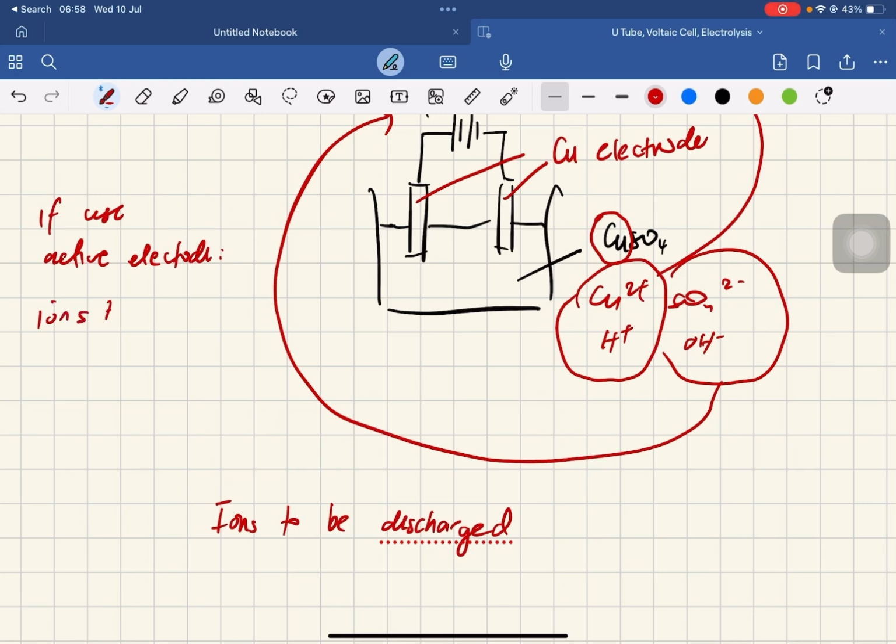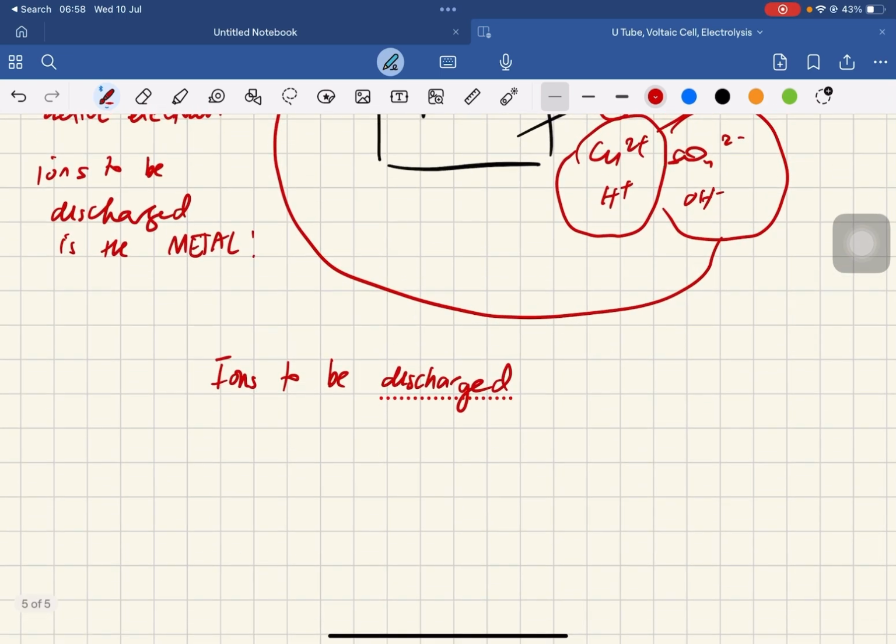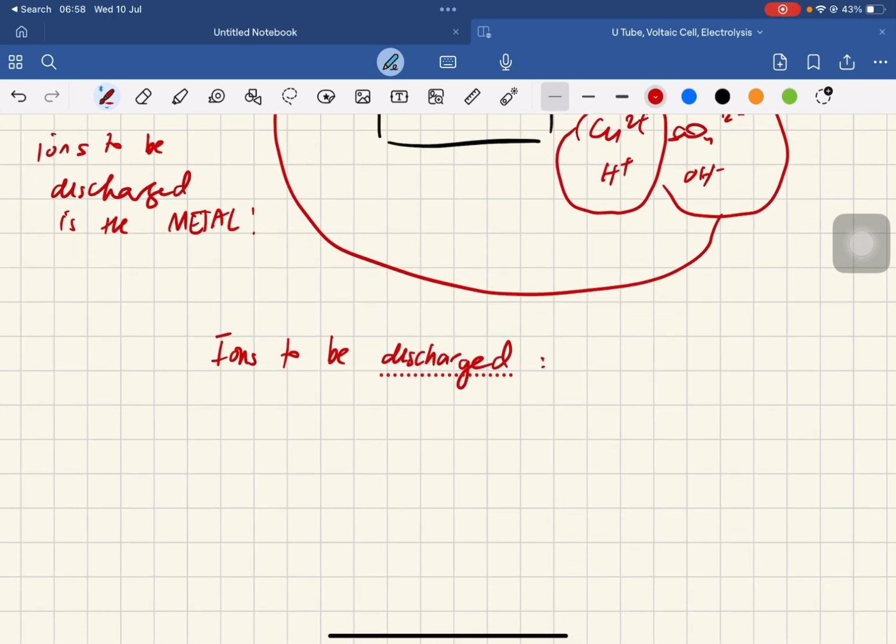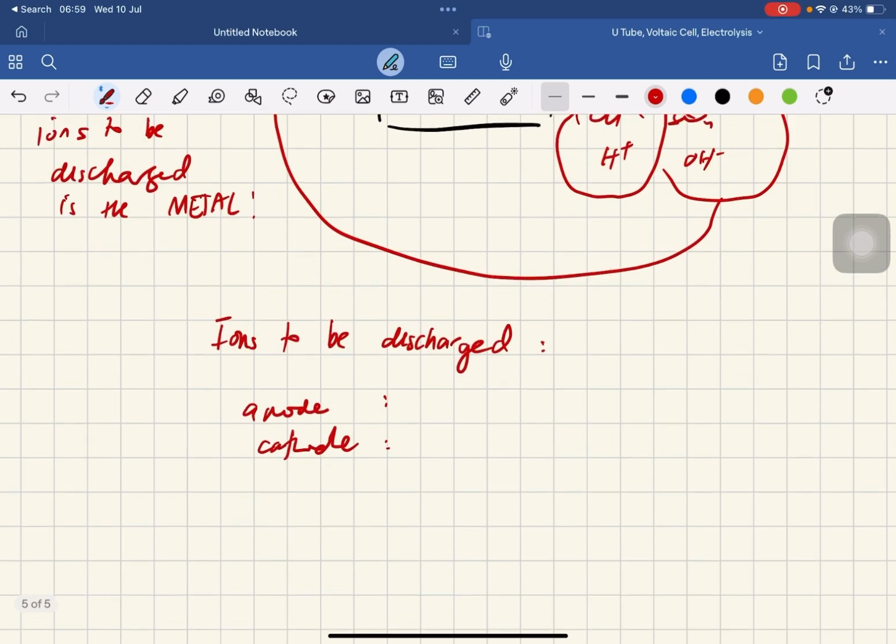Ion to be discharged is the metal. Is the metal. Alright, apa maksud ni? Okay, so sekarang macam biasa, kita akan divide into two parts, our anode and our cathode. So apa yang kita berpegang dengan is copper for this case, because when it comes to active electrode, metal yang akan discharge. Macam mana tu maksudnya? Okay, dia punya konsep sama.